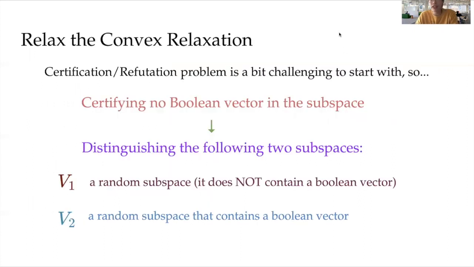So let's see, we are trying to get SOS lower bounds for refutation problems. However, certification and refutation problems are a little bit tricky to work with. So pseudo calibration actually looks at a slightly easier question, the distinguishing problem. Since we know if SOS can certify no Boolean vector in a subspace, then for sure it can also distinguish the following two subspaces, one that contains a Boolean vector and one that does not. So to show an SOS lower bound for the refutation question, it suffices for us to say that SOS fails at the distinguishing problem as well.